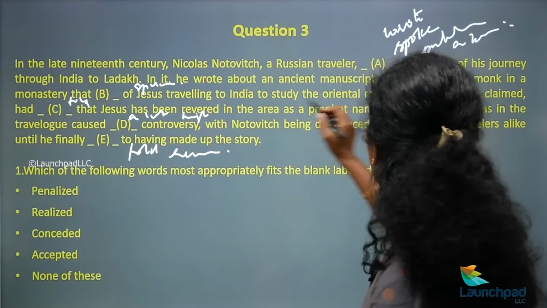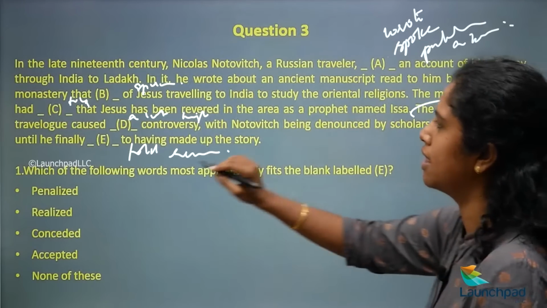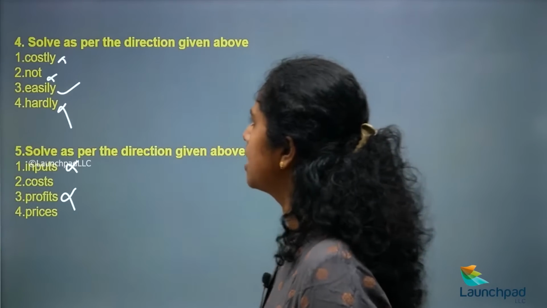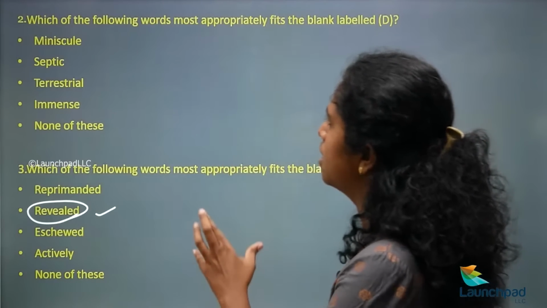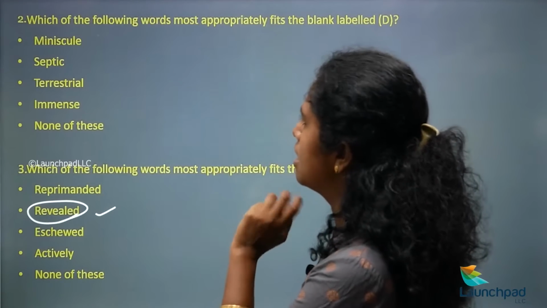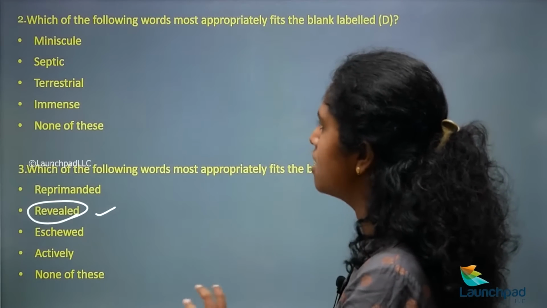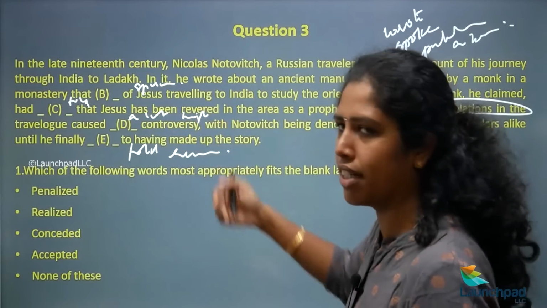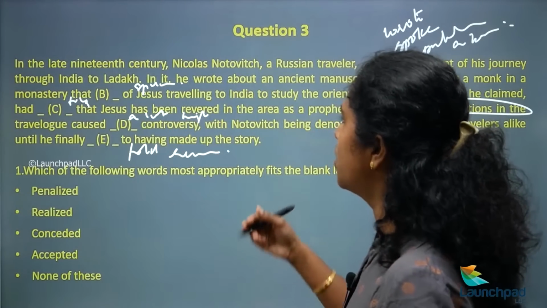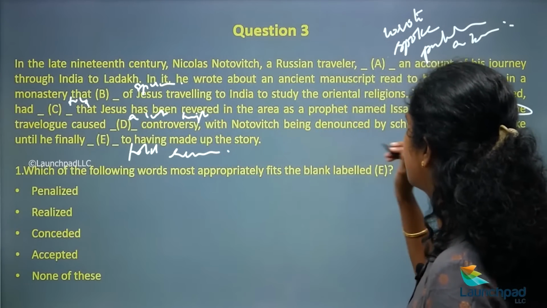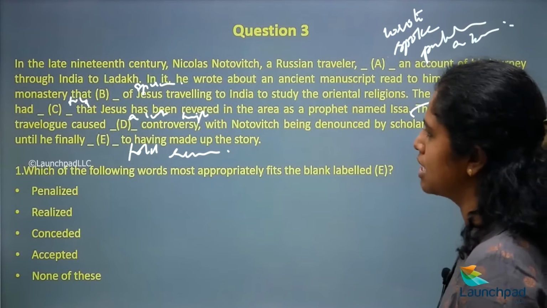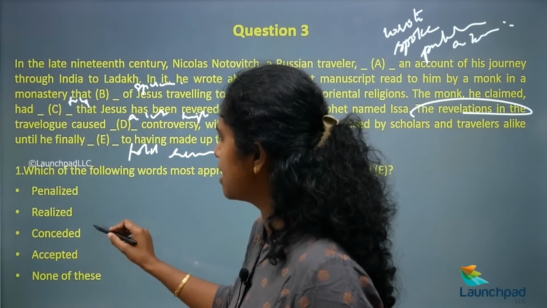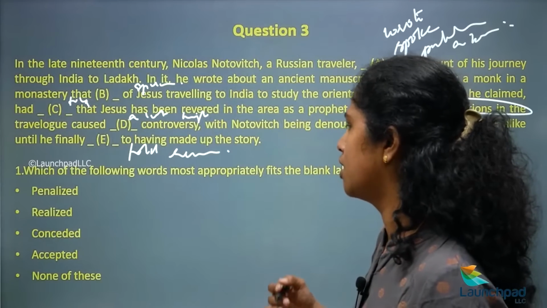These revelations in the travelogue caused dash controversy. So what controversy? It caused a minuscule, septic, terrestrial, immense. So it's an immense controversy. We also thought that the word could be high. Notovich being denounced by scholars and travelers alike until he finally penalized, realized, conceded, accepted. None of these.